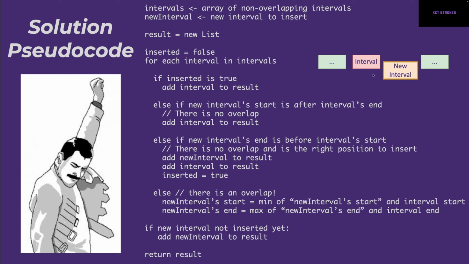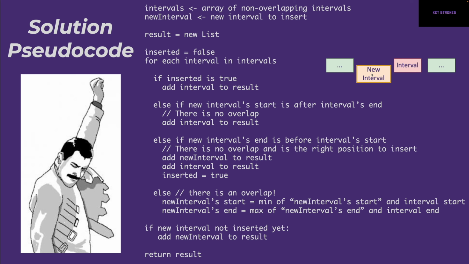If that's not the case, then we have this next case where the new interval's end, which is this part, is before the current interval's start, and this is the current interval start. So basically this is how things look like. And in this case, the first thing we'll do is insert new interval into a result, which we do right here. And then we insert the interval that we are working with to a result. So that means basically adding new interval and interval to a result and updating the flag inserted as true and continuing with our loop. If either of these cases are not met, then that means there's an overlap.